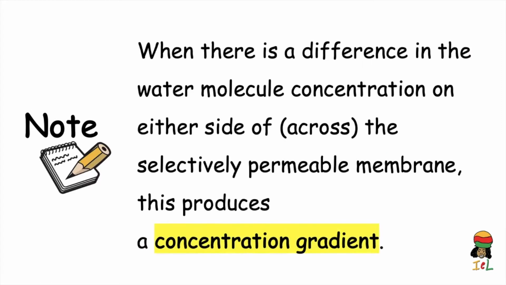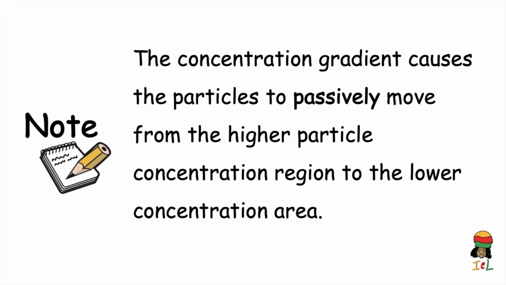It is important to note that when there is a notable difference in the number of particles, or the concentration of particles, between two regions, this sets up what is called a concentration gradient. And the concentration gradient drives the particles to move passively from a higher particle concentration to a lower particle concentration. In other words, we can say that the net movement of the particles is always from a region of high concentration to one of lower concentration.